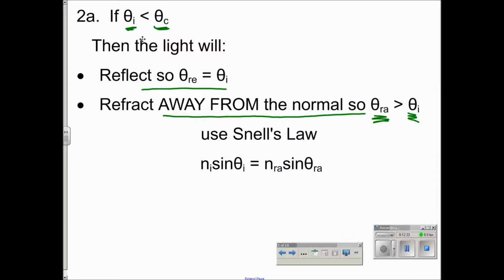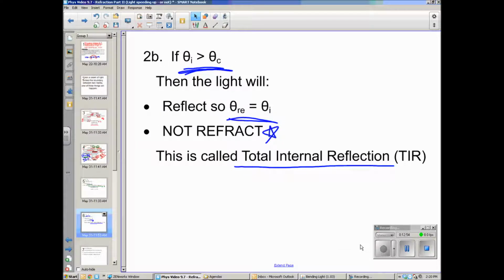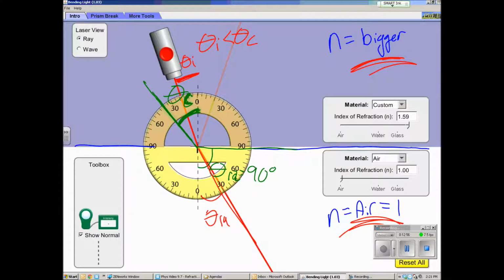The other possibility then is this. That was if your angle of incidence is less than your critical angle. The last possibility is if your angle of incidence is bigger than your critical angle. In that case, the light will reflect, just like always, and it does not refract. When that happens, this is called total internal reflection. So going back to our little animation here, that would look like this.